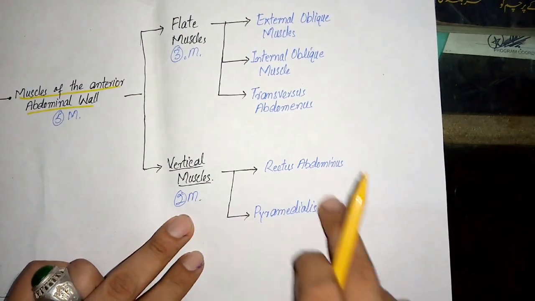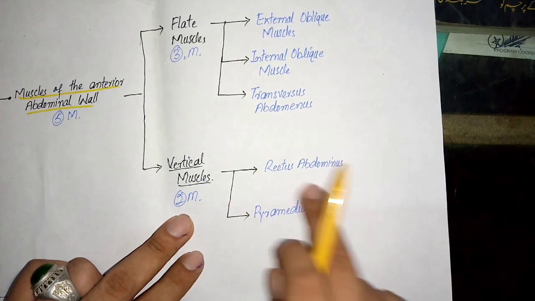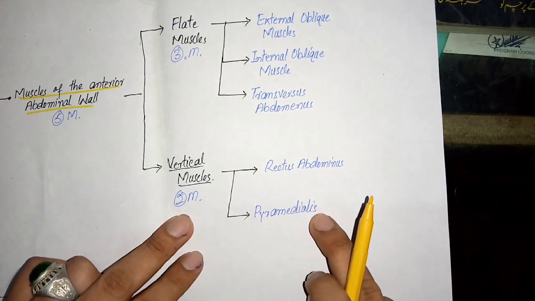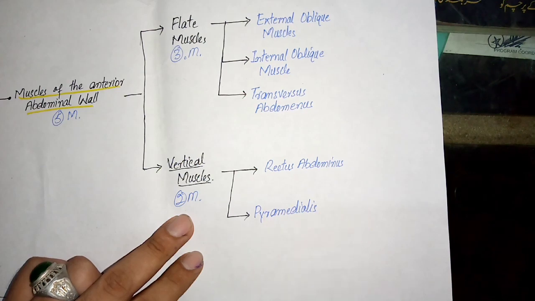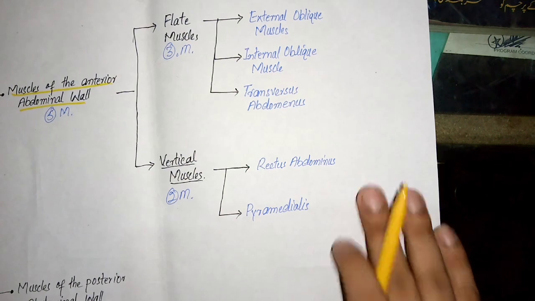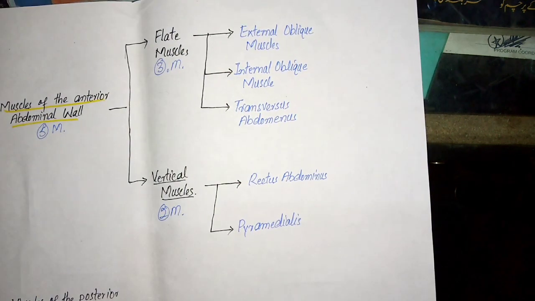You should understand about the pyramidalis, that it is a vestigial organ. It is present in some human beings and absent in others. Pyramidalis is a vestigial organ, meaning it is a surplus organ, and it has not much importance among the muscles. So in this video we will talk about the nerve supply of all these muscles.